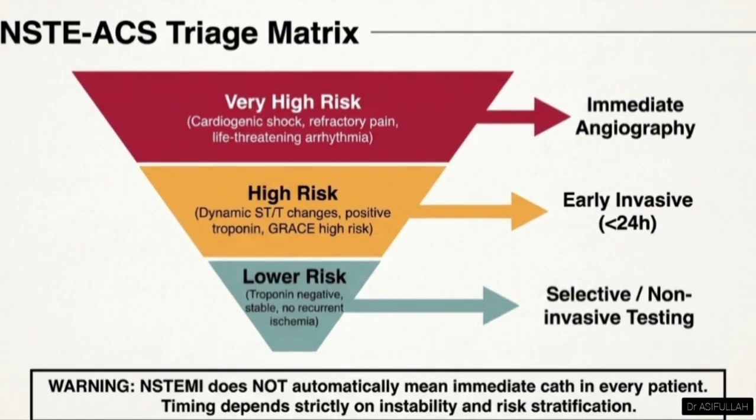Non-STEMI ACS has a triage matrix. Very high risk, such as cardiogenic shock, refractory pain, or life-threatening arrhythmias, warrants immediate angiography. Patients having dynamic ST-T changes, positive troponins, and a high GRACE score are favored for early invasive procedures within 24 hours. Lower risk patients with troponin-negative status, stability, and no signs or symptoms of ischemia get selective non-invasive testing. Non-STEMI does not automatically mean immediate cath in every patient. Timing depends strictly on instability and risk stratification. GRACE, CADILLAC, TIMI scores are taken into account. GRACE is the most validated and updated tool.